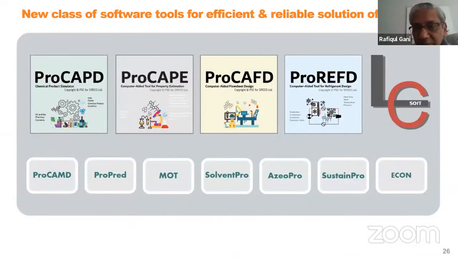And this is an advertisement of our company. We have a collection of tools: ProCAPD is for product design, then property prediction, flowsheet design, refrigeration design, and then MOT is a modeling tool. SustainPro is to calculate the sustainability, and so on. All of these are linked to commercial simulators. So whenever one wants to do the simulation, it can. So it complements the use of the simulator rather than competes with them. I will skip the modeling part here.